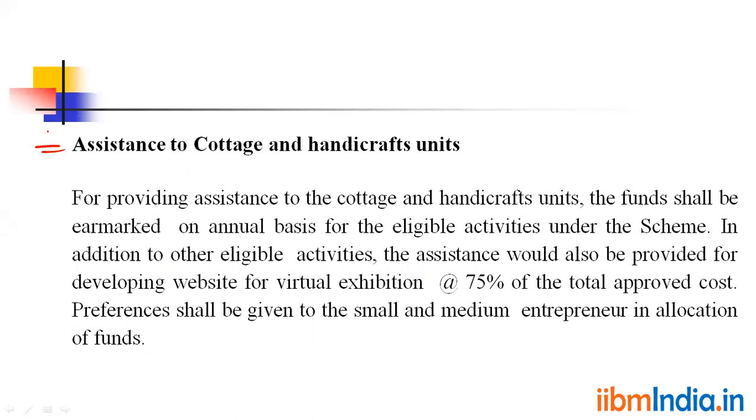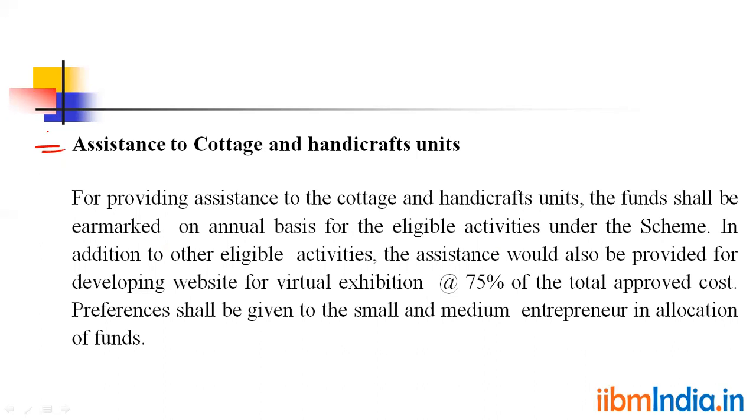For providing assistance to the cottage and handicraft units, the funds shall be earmarked on an annual basis for eligible activities under the scheme. In addition to other eligible activities, the assistance would also be provided for developing a website for virtual exhibitions at 75% of the total approved cost. Preference shall be given to small and medium entrepreneurs in the allocation of the fund.